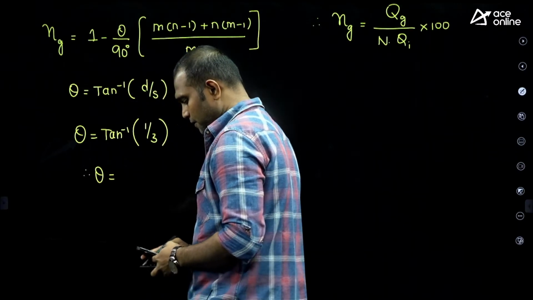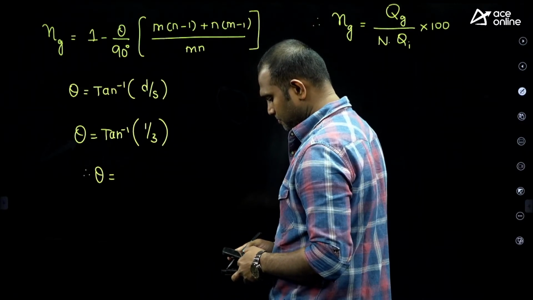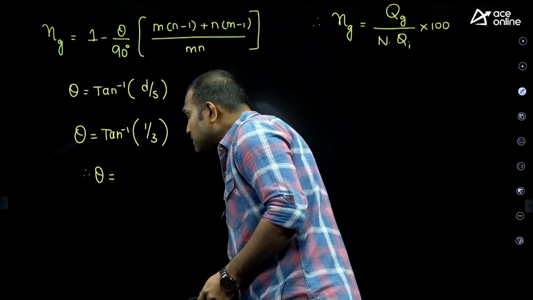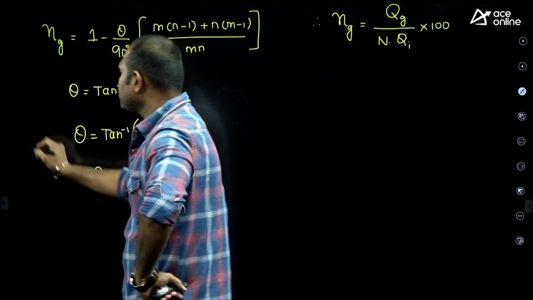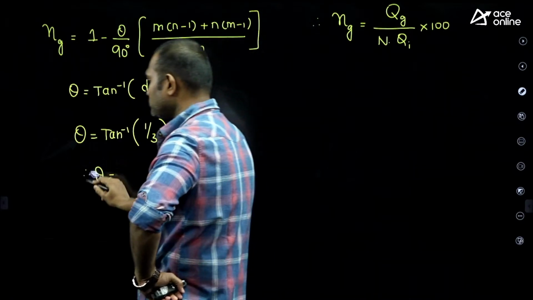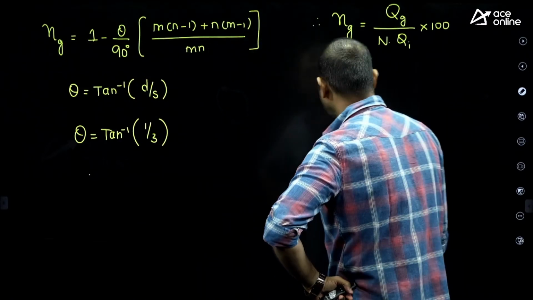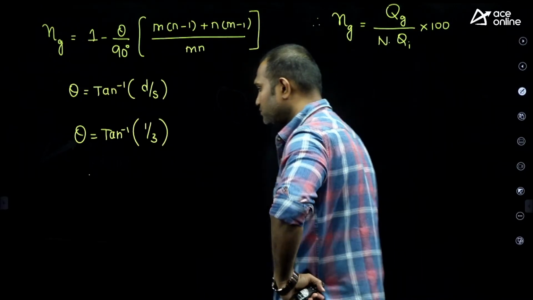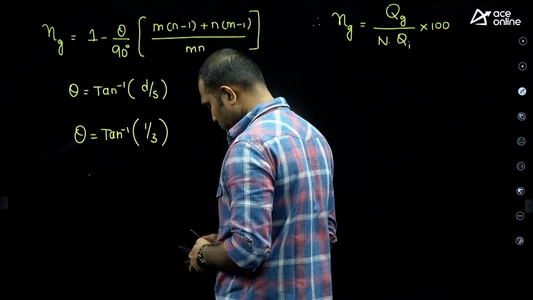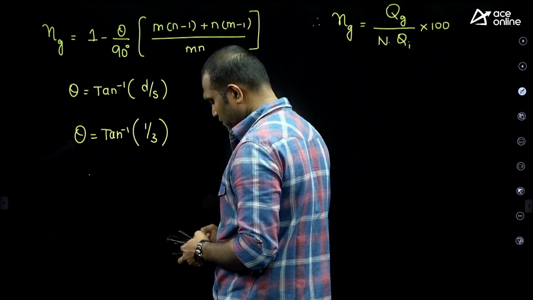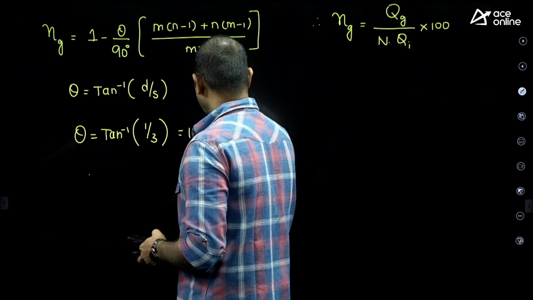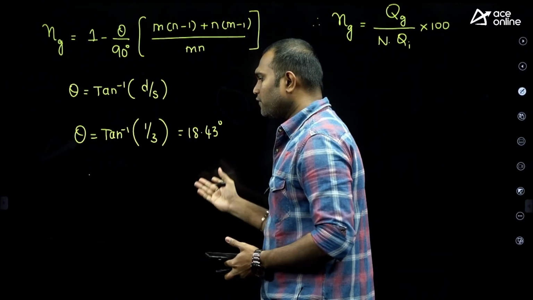I need your answers. Come on, tell me. What is the theta value? You will get some theta value, right? So, let me know the theta value. Tan inverse of 1 by 3, which gives us 18.43 degrees. Okay.